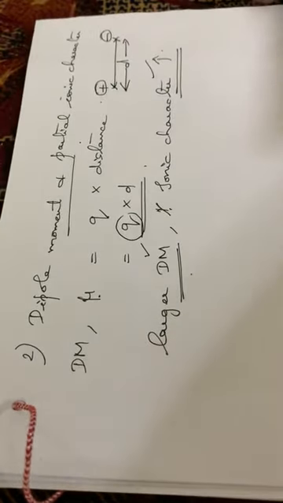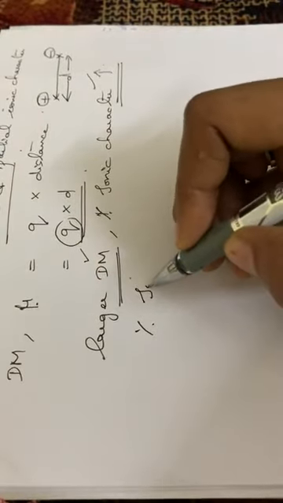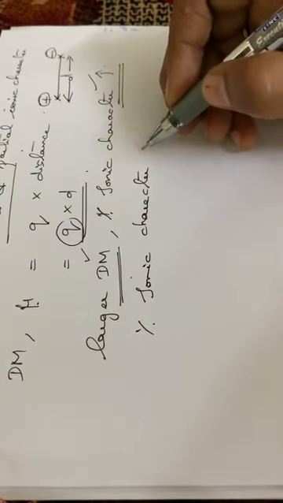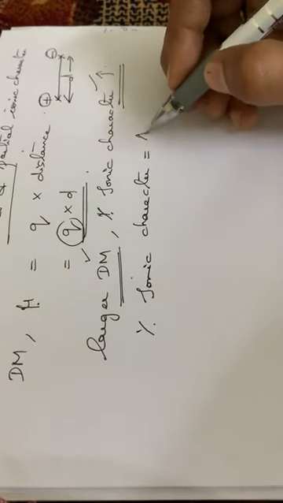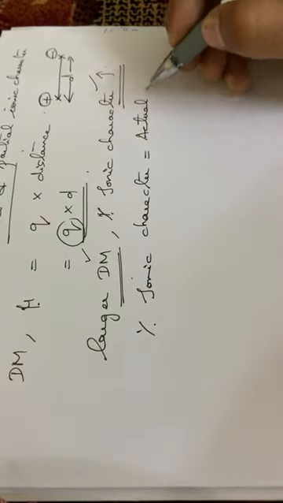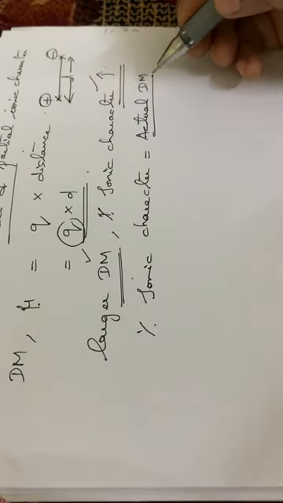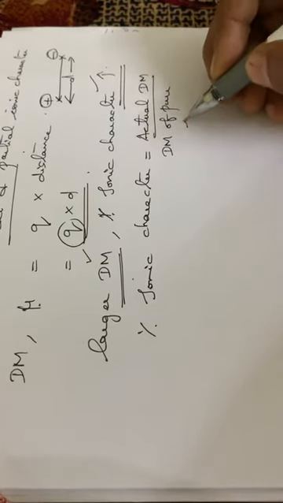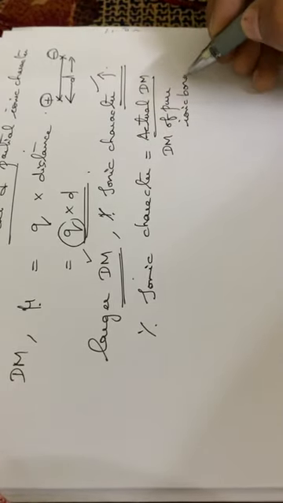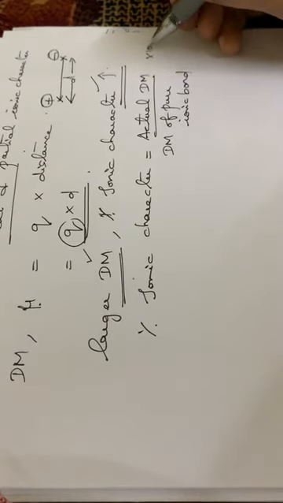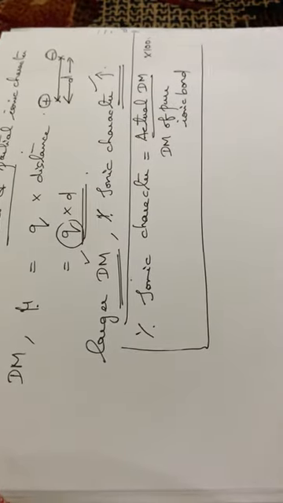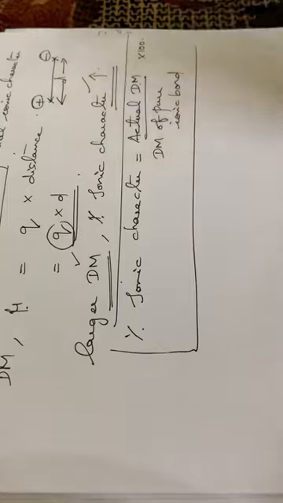Okay, then there is another relation for calculating the percentage ionic character, and the formula is like this. The percentage ionic character is equal to the actual dipole moment divided by the dipole moment of a pure ionic bond, into 100. So this relation gives the percentage ionic character.